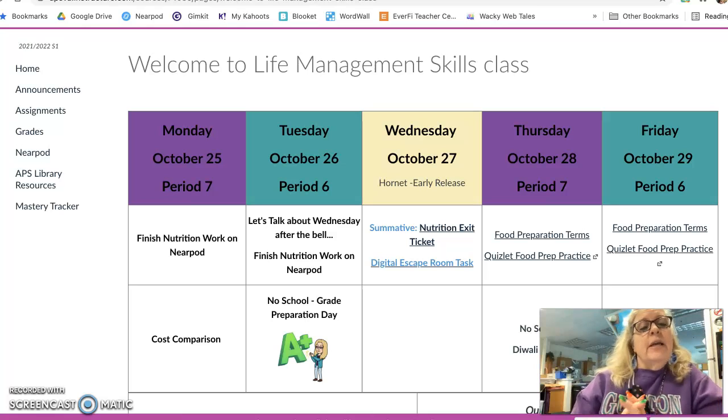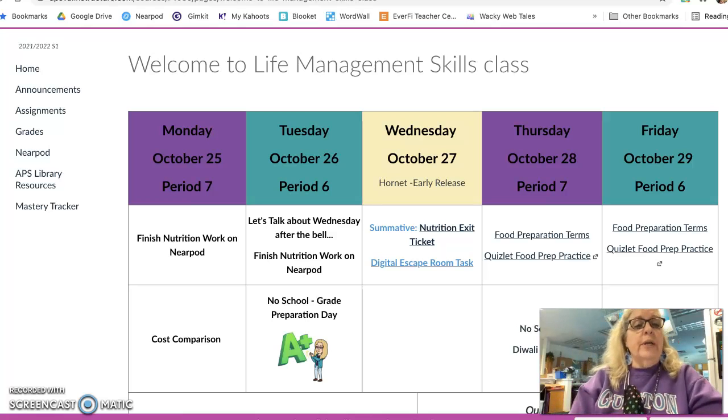So what you're seeing right here is a glimpse of our Canvas page for our class, and I'm going to walk through it for you little by little, to give you a better understanding as to what your kiddos are up to. I try to keep it very bare bones, very simple, so the expectation is that when they come to class, they open up their Canvas and see what we're going to do today.